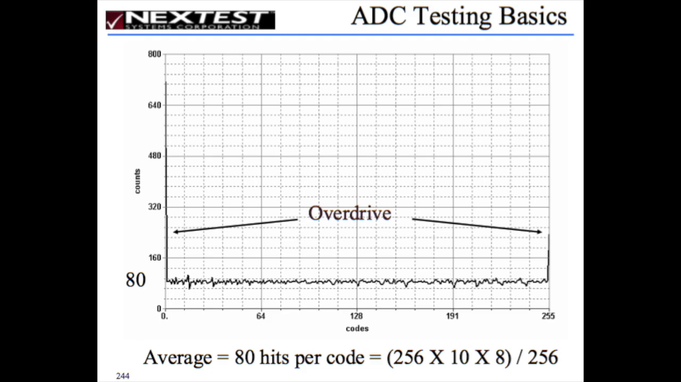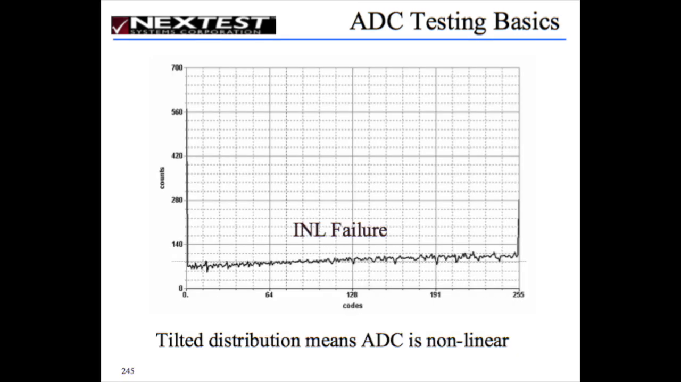Do the math. Okay, at the very ends of the histogram, at the bottom end and at the top end, we see the overdrive. So that's where the waveform was presented to the ADC, but it did not yet have a value high enough to be above the minus VREF, or at the other end, low enough to be below plus VREF. Here's an INL failure. And you can tell because we see a tilted distribution. Okay, so that's an INL failure of the ADC. We can measure that directly with Davers functions.